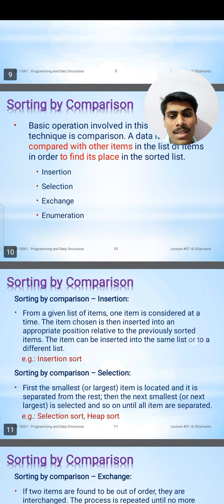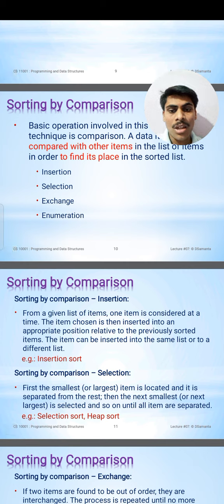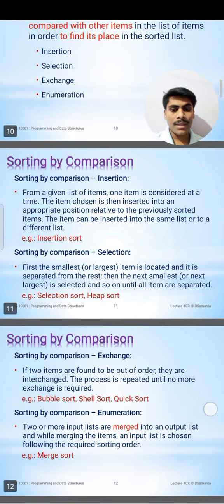Sorting by comparison, insertion: from a given list of items, one item is considered at a time. The item chosen is then inserted into an appropriate position relative to the previously sorted items. The item can be inserted into the same list or into a different list, as in insertion sort. Sorting by comparison, selection: first, the smallest or largest item is located and separated from the rest, as in selection sort and heap sort.